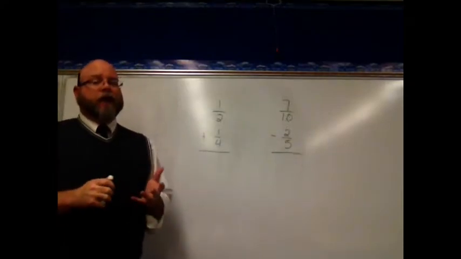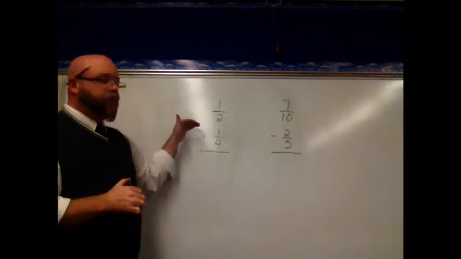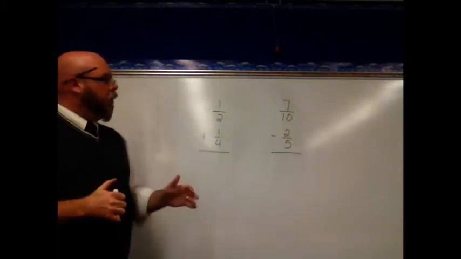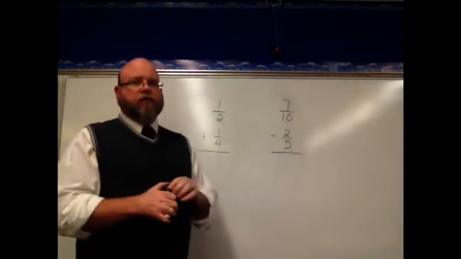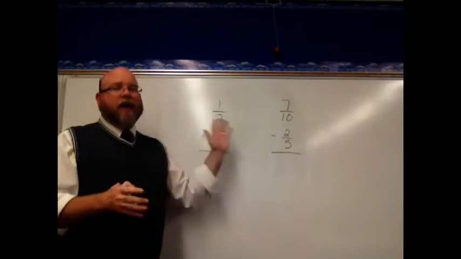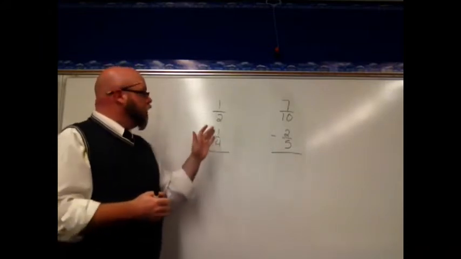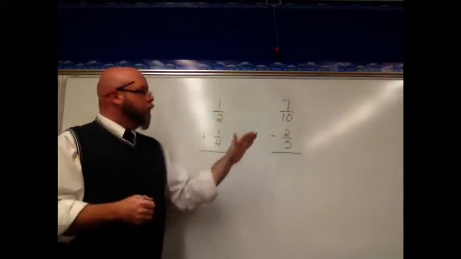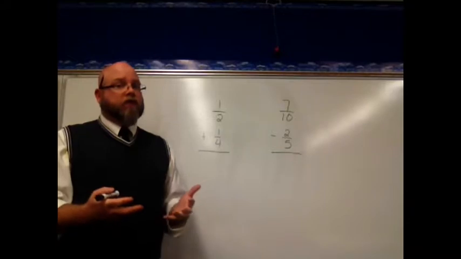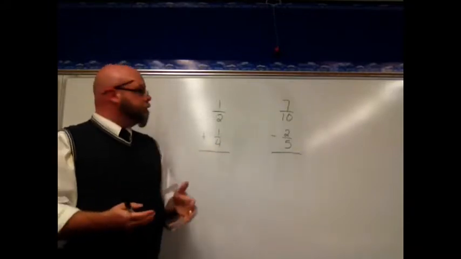As we continue to add and subtract fractions, every once in a while we're going to run into fractions that have different denominators. 1/2 plus 1/4. Or 7/10 minus 2/5. But wait, you just told me that I can only add or subtract fractions if they have the same denominators, and that's true. So in the case of 1/2 plus 1/4, or 7/10 minus 2/5, I'm going to have to change one of the denominators so that these fractions can be added or subtracted.